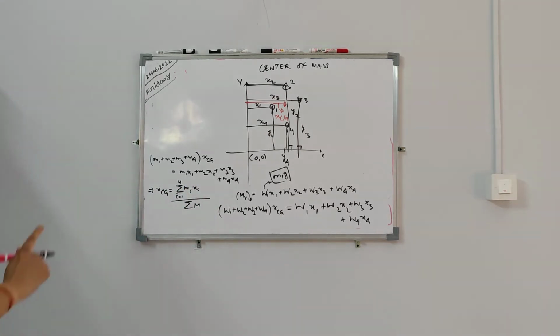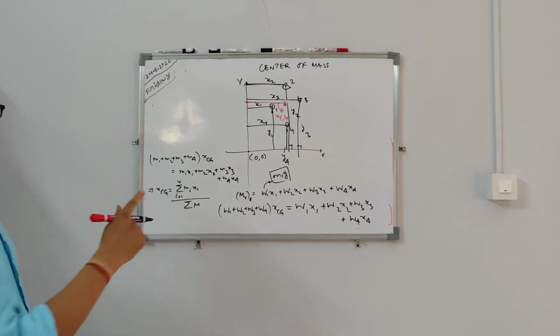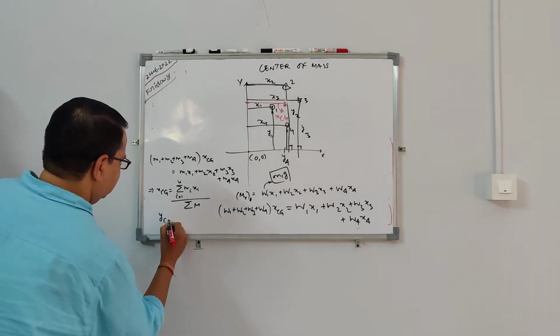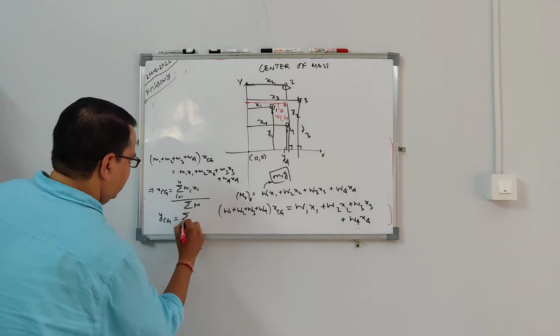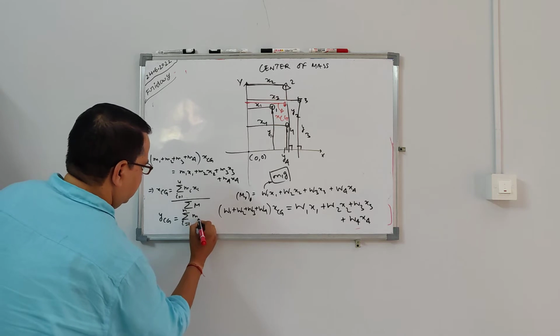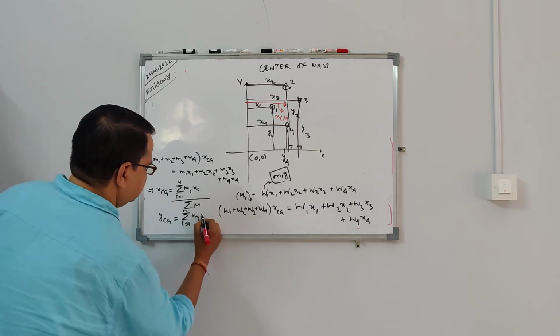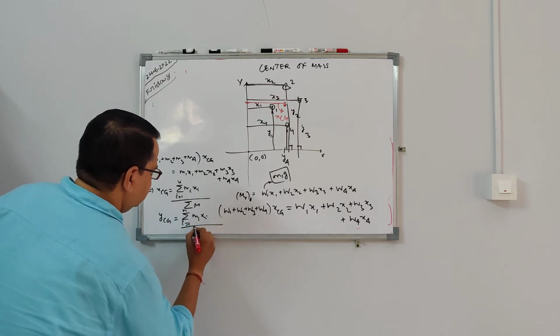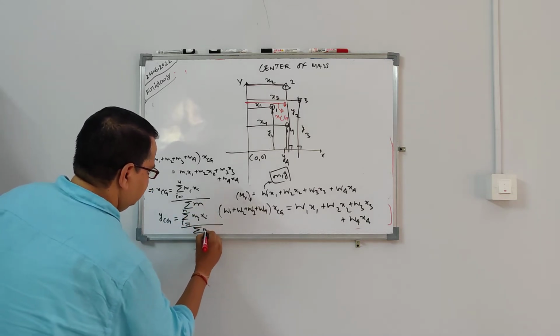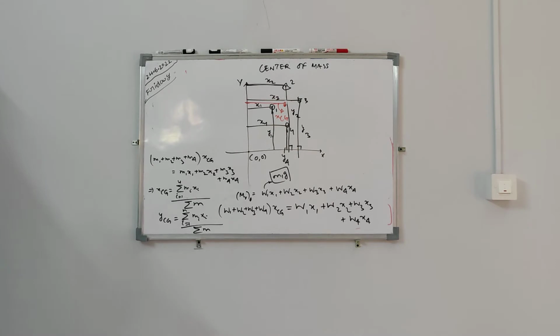Okay. So that is the meaning. Once you know X, similarly you can write it for Y also. Y CG is equal to sigma i equals 1 to N of m_i y_i divided by sigma m. This is small m, sorry. So this sigma small m becomes big M.